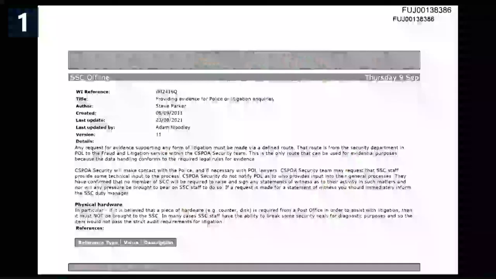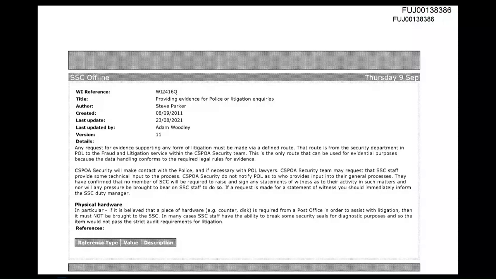Good. Can you see and hear us? Yes, I can. Thank you very much. Apologies for that once more, and apologies to you, Mr. Parker. Can we look at FUJ20138386, which is on the screen? You'll see that it's a work instruction written by you on the 8th of September 2011. The title of it is Providing Evidence for Police or Litigation Inquiries. It's version 11 and was last updated by Mr. Woodley in August 2021.